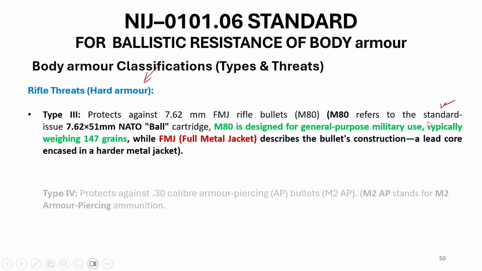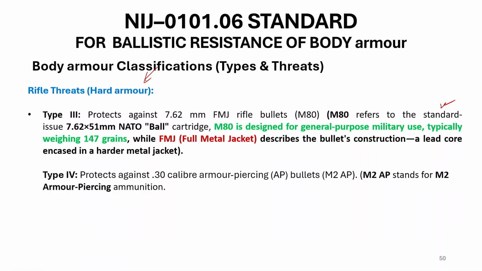Type 3 level of body armor, and type 4 protects against a 0.3 caliber armor piercing, AP bullet. So, M2 AP. M2 AP stands for M2 armor piercing ammunition. Armor piercing ammunition means high lethality ammunition. So, if we have to protect ourselves, we have to have body armor of type 4. So, these are the different levels of body armor as per NIJ 0101.06.